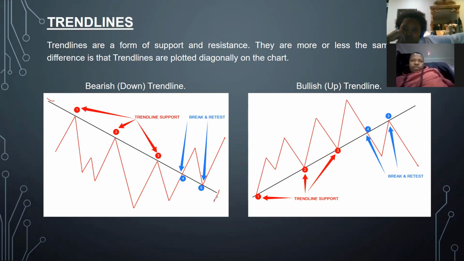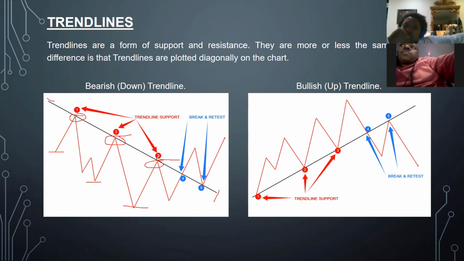That means prices or the market is in a bearish momentum. Prices are moving to the downside. So price is forming lower highs, lower highs, lower highs, lower lows, lower lows, lower lows. So the points at which the lower highs connect, that's where you draw your trend line, which in this case is a bearish trend line.